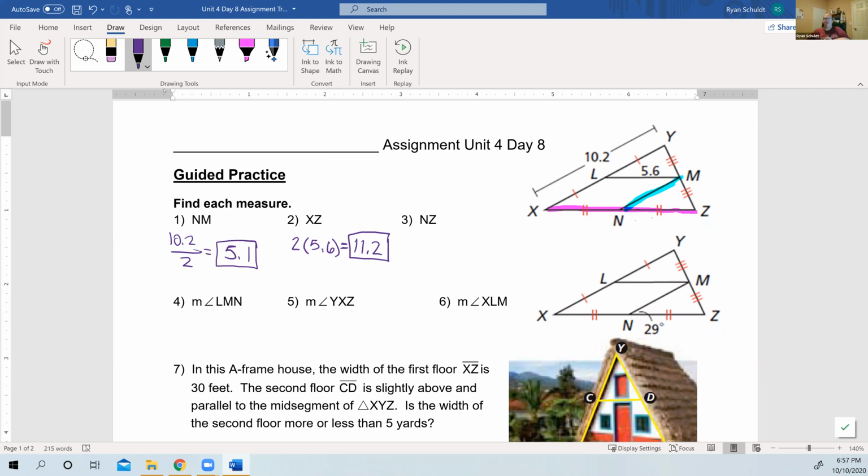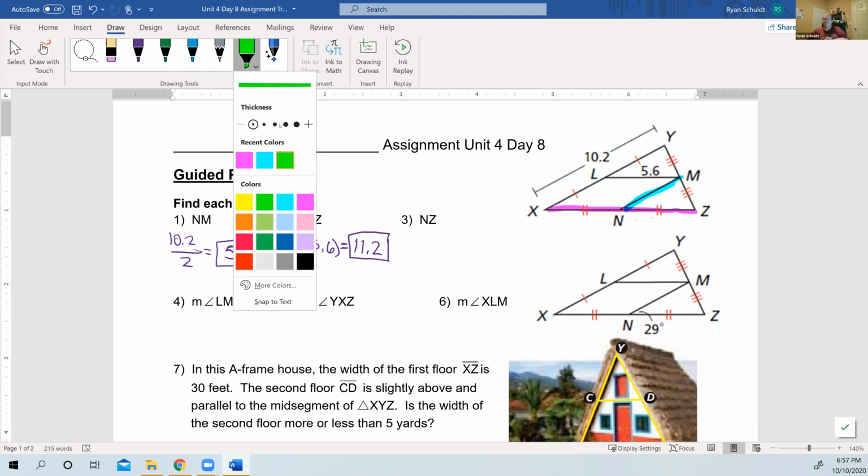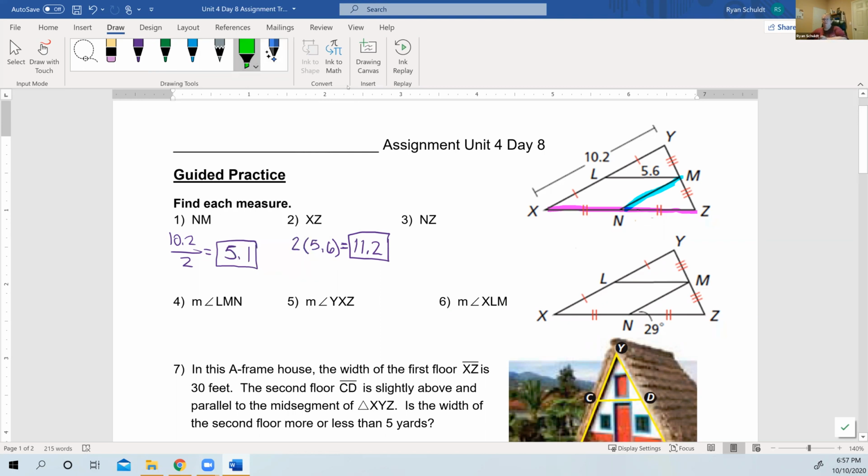Okay, now let's look at 3. 3 asks us about NZ. So NZ is actually part of the segment that we just found, but it's only half. So it's also going to be 5.6, just like our mid-segment. Okay, that's all there was to that one.